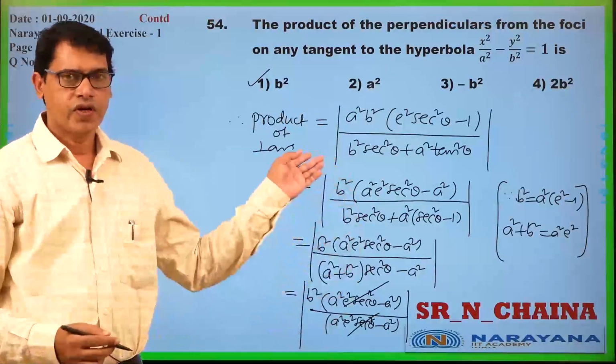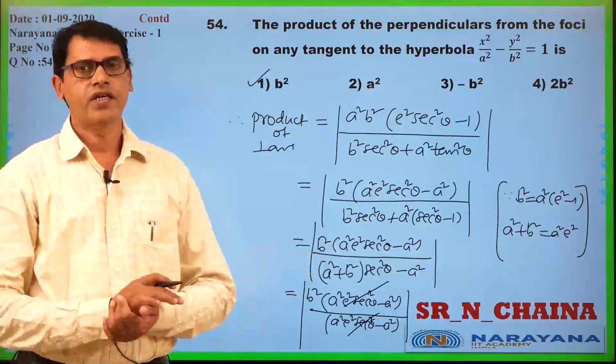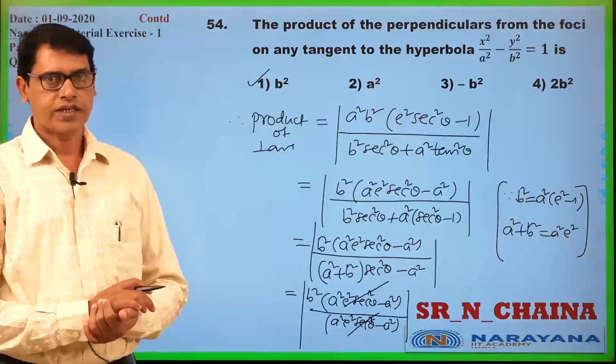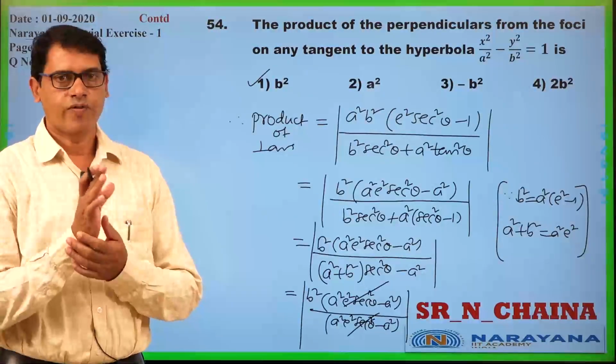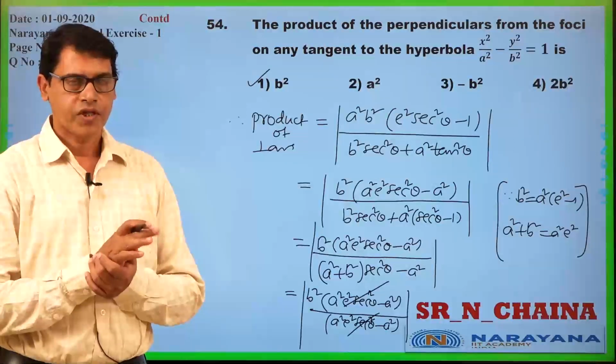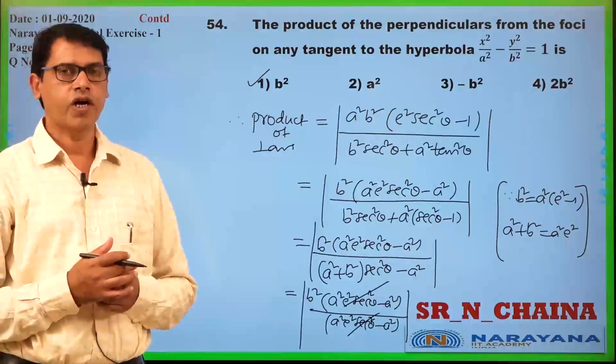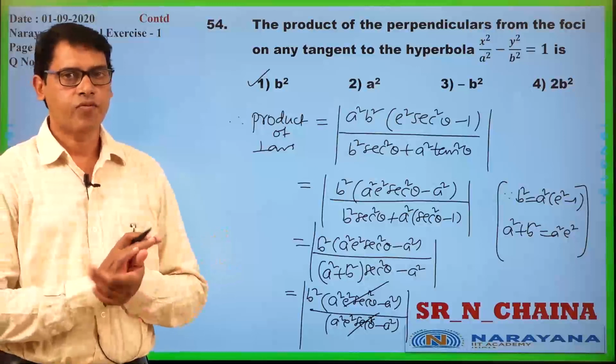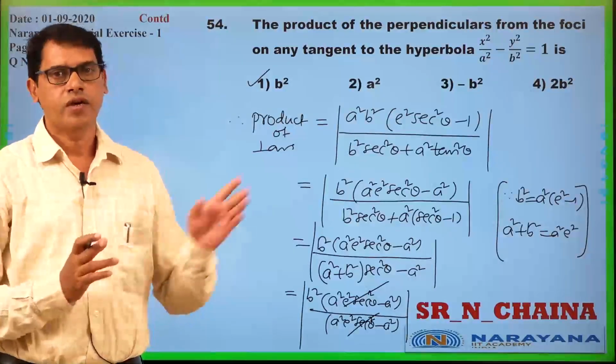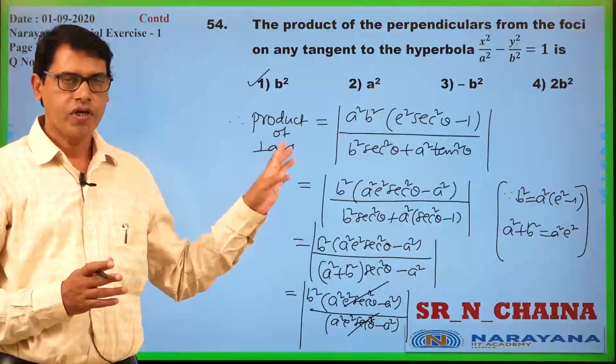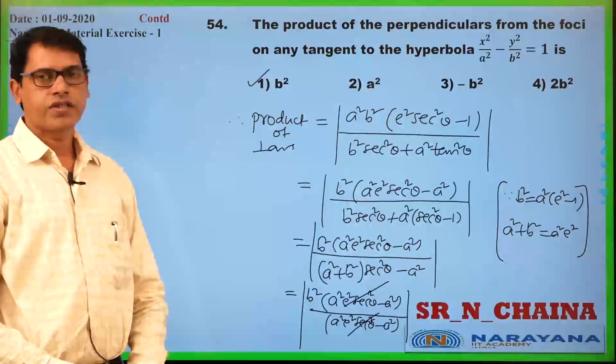Actually, this one is a standard result. You need to remember it as a standard result. So the product of perpendiculars from foci to any tangent on the hyperbola is what? It is b square. Okay. Remember this one as the standard result.